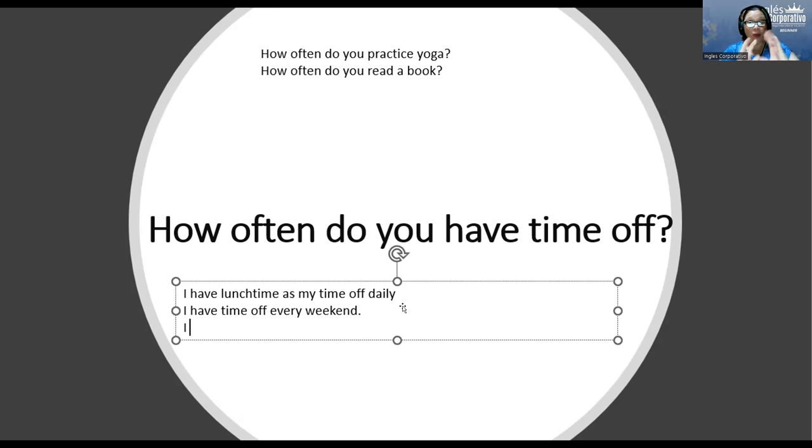Cuando me preguntan, how often, yo puedo usar cualquier time expression according the time that I do that activity, okay? This is why I added daily, okay? How often do you have time off? Mm-hmm. Every week or weekly, right? Por ejemplo, en este caso, every weekend, right? Every weekend I have time off. Right? Every weekend. Y decíamos otra expresión de tiempo.